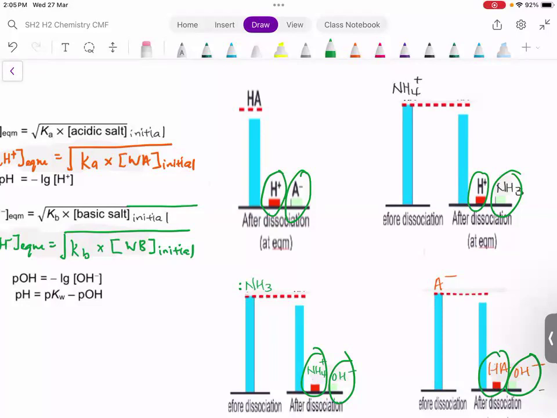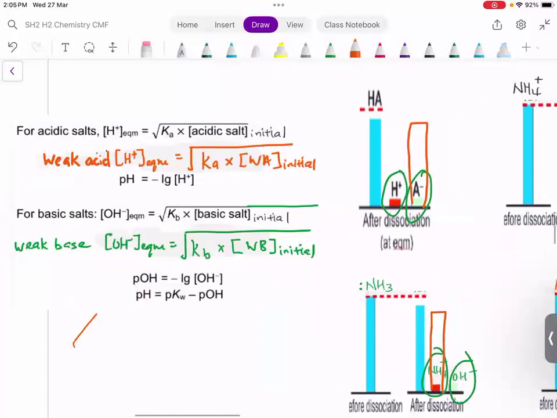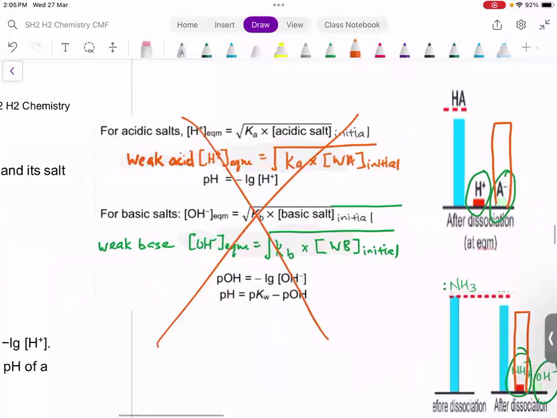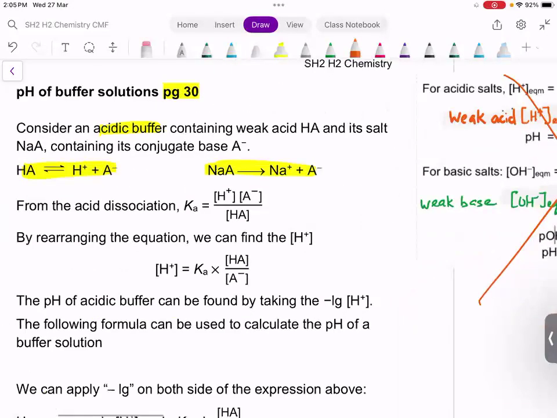So in a buffer system, I add salt. Since OH minus and ammonium, H plus and A minus are no longer equal, I can no longer use this for my calculation of pH for a buffer system. So for a buffer system, I need to rearrange my Ka expression to become as such. I can no longer simplify it to be H plus squared.